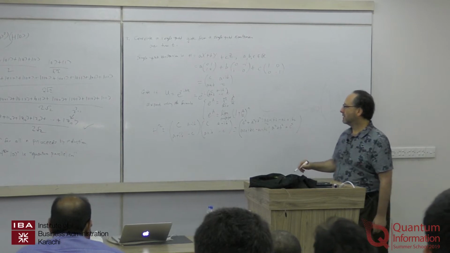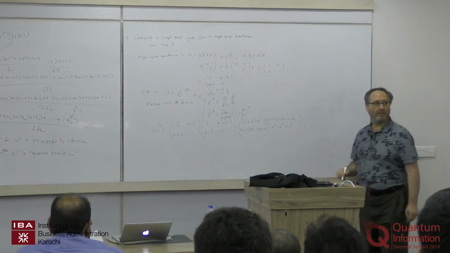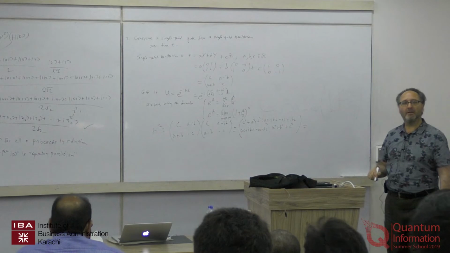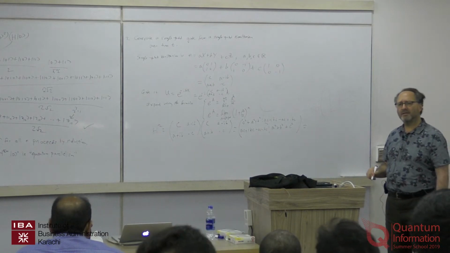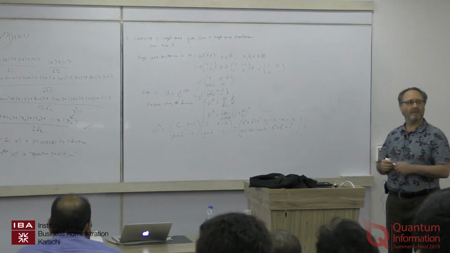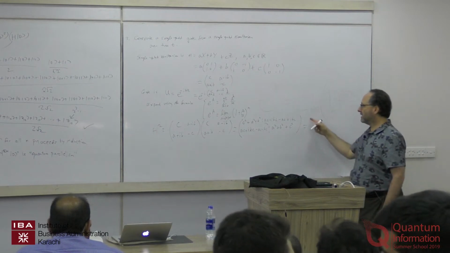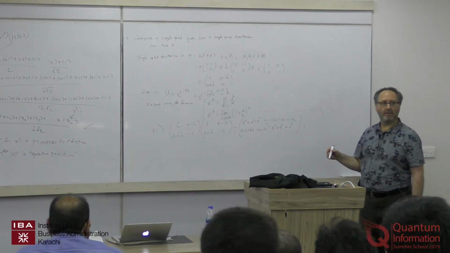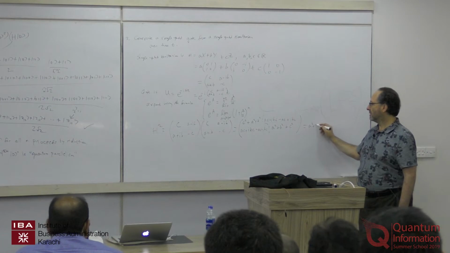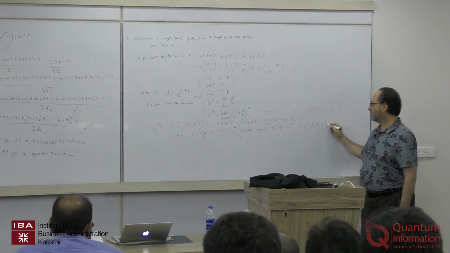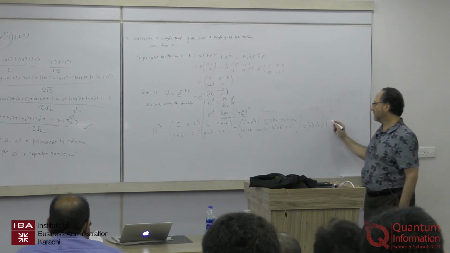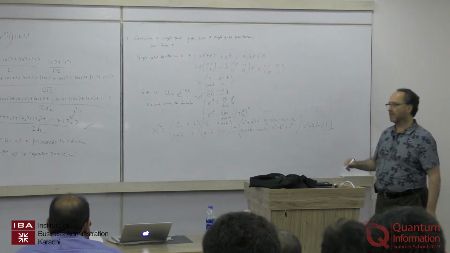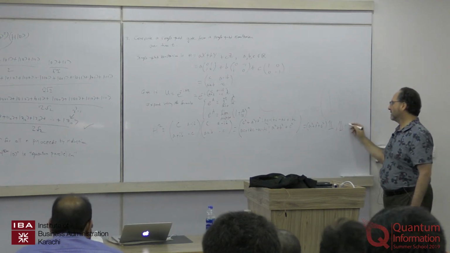Okay. Now let's simplify that. A square plus B square plus C square, times the identity, 1001. For this defined to be.